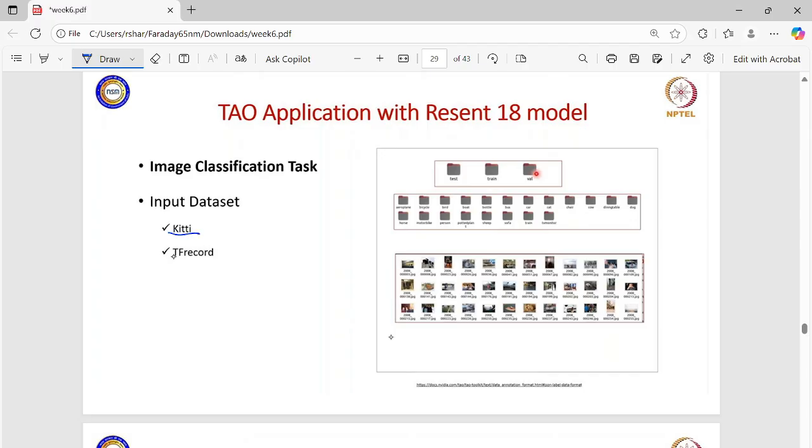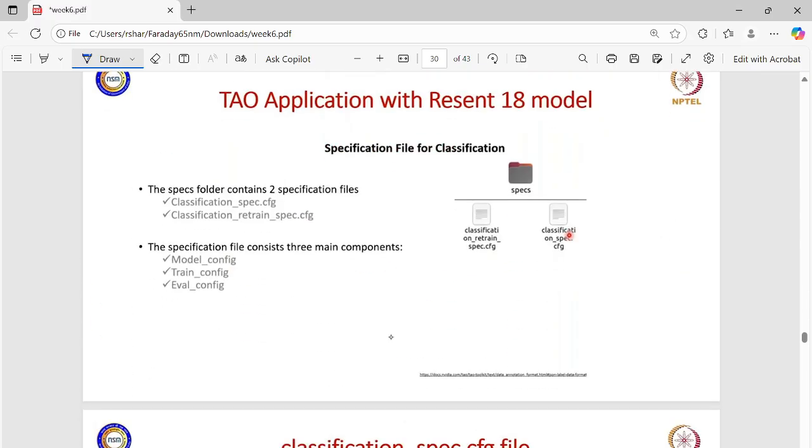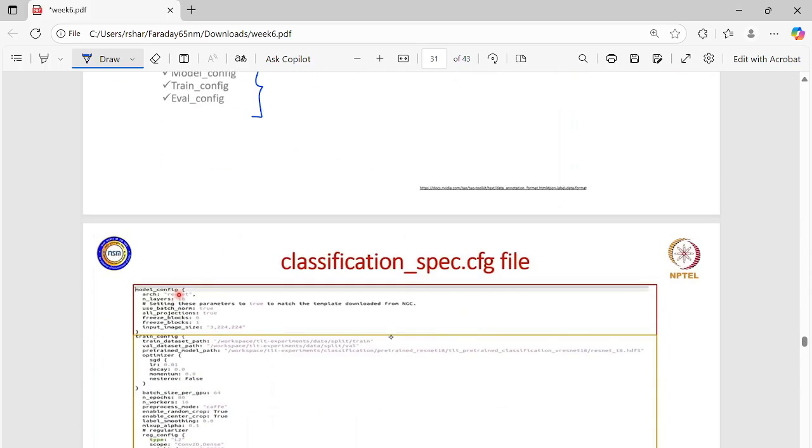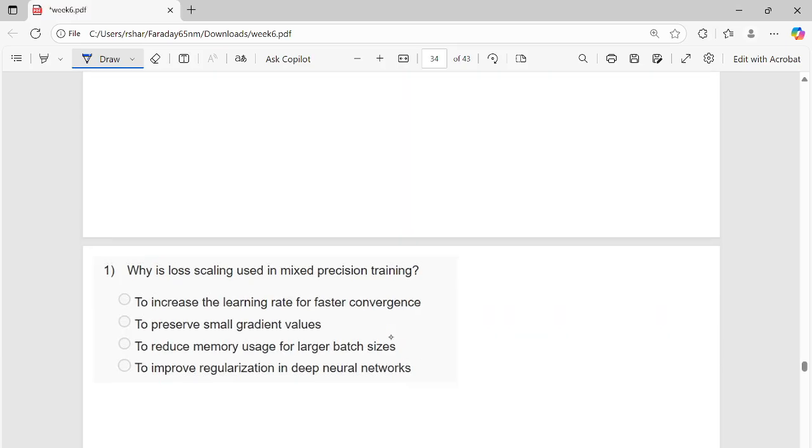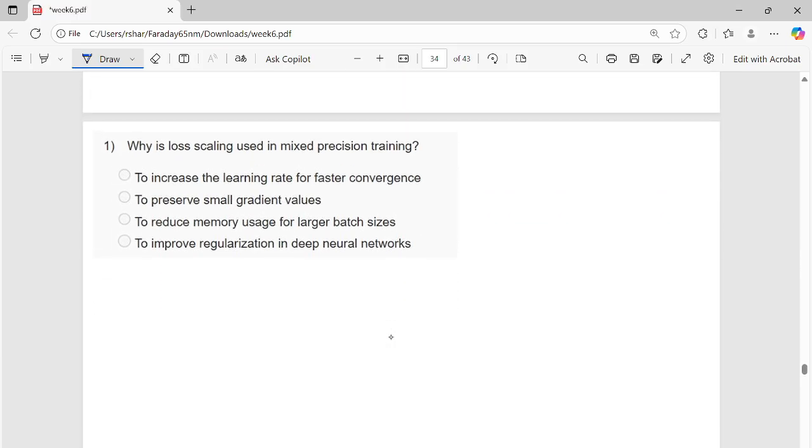These are some of the datasets, and the specification for classification. We have two specification files, the retrain spec and the classification spec. The specification file consists of three components: model, train, and evaluation configuration. So yes, with this we go to the previous year assignment questions.